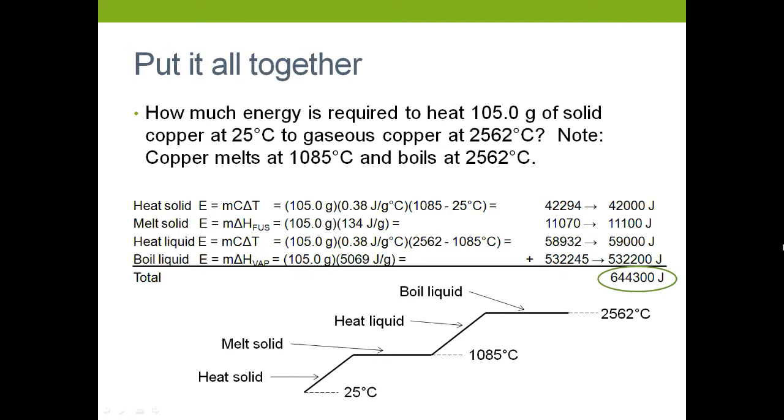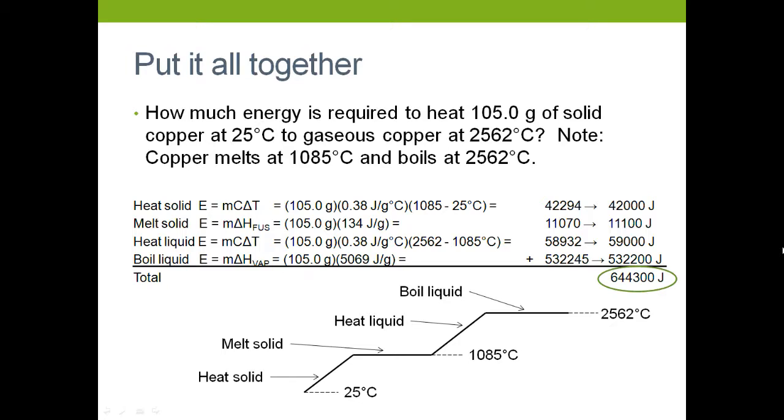Let's put all 3 of these equations together and solve a more complex problem. I find it particularly useful to draw a heating or cooling curve when doing problems like this to help me map out what I'll be doing. Let's read the problem. How much energy is required to heat 105.0 grams of solid copper at 25 Celsius to gaseous copper at 2,562 Celsius? Note, copper melts at 1,085 degrees Celsius and boils at 2,562 degrees Celsius.